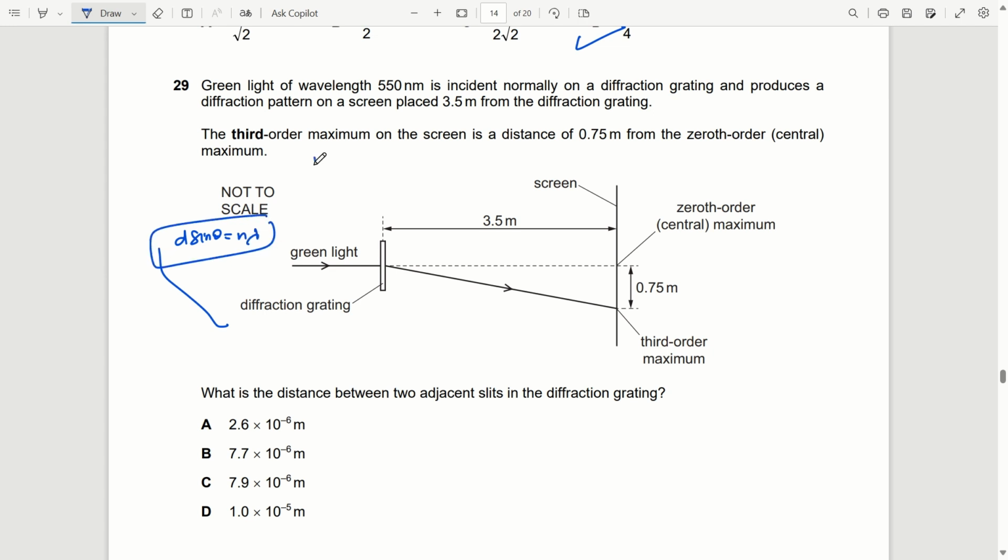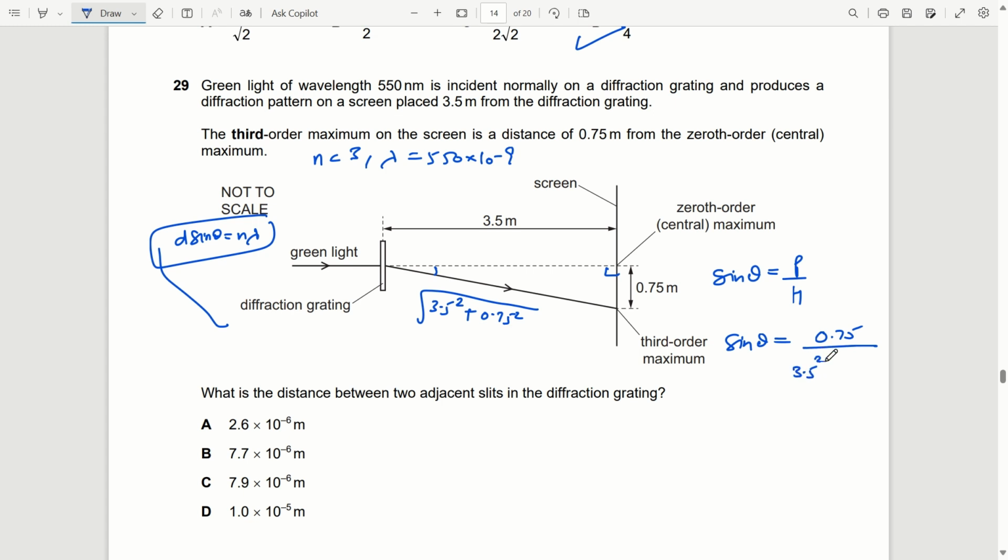n is given 3, lambda is given 550 into 10 raised to power minus 9. So what is sine theta we have to calculate? See here, using trigonometry we can find sine theta. Sine theta is equal to perpendicular by hypotenuse. This is a right angle triangle, this is perpendicular, so the hypotenuse will be the square root of 3.5 square plus 0.75 square. So sine theta will come out to be perpendicular, that is 0.75, divided by the square root of 3.5 square plus 0.75 square.